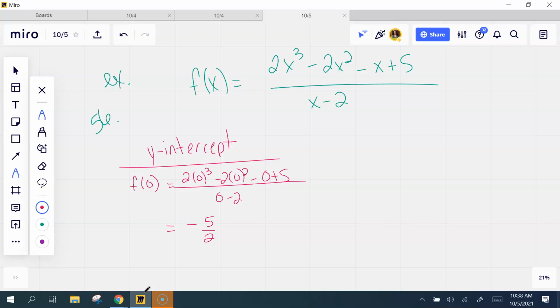Are y'all confused or bored? Because the bottom is negative, so the fraction's just negative. Are y'all okay?